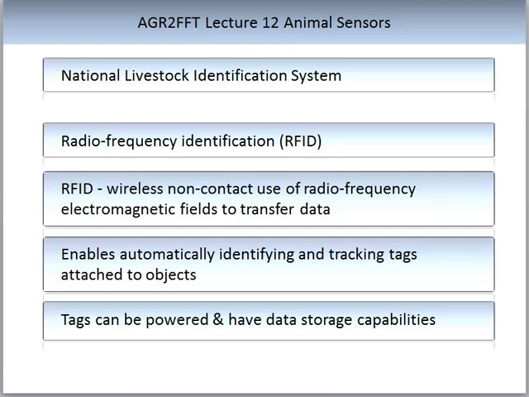Another very important sensing system is used by the National Livestock Identification System. This is Radio Frequency Identification, or RFID for short. RFID is a wireless non-contact use of radio frequency electromagnetic fields to transfer data. It enables the automatic transfer of data. This data will identify and track tags attached to objects, i.e. it can identify individual livestock and track their movements. Tags can be powered or they may not be powered. They all have data storage capacities.